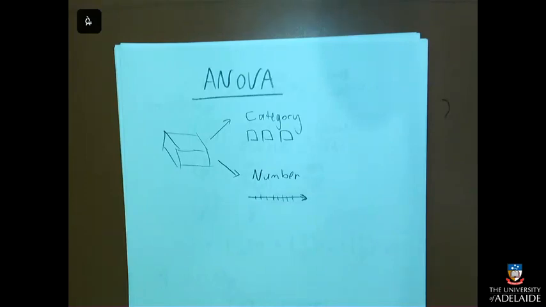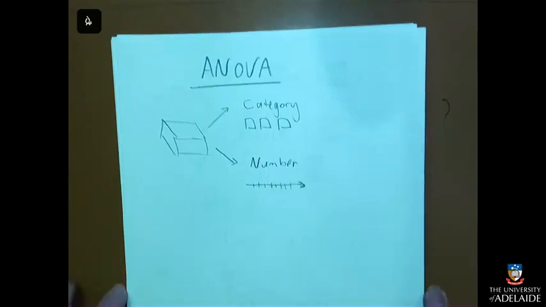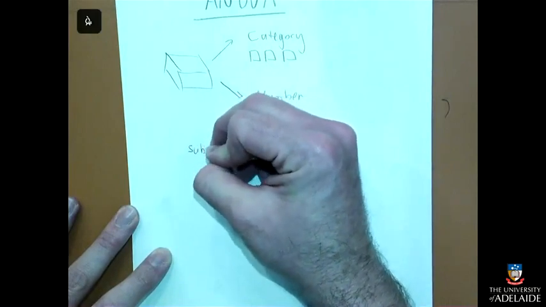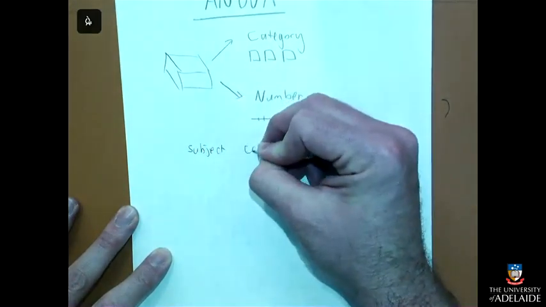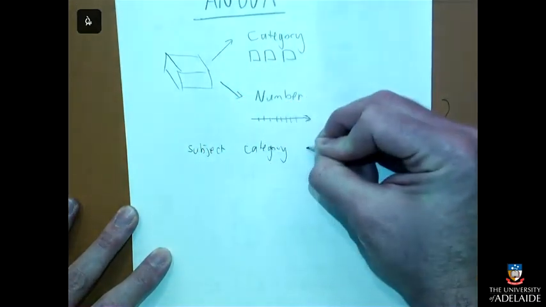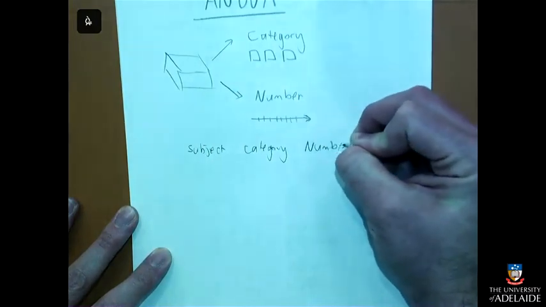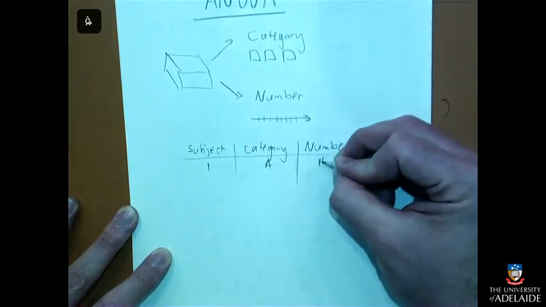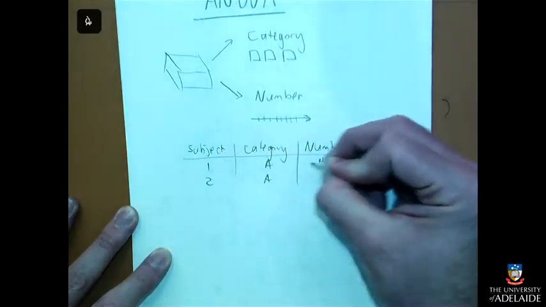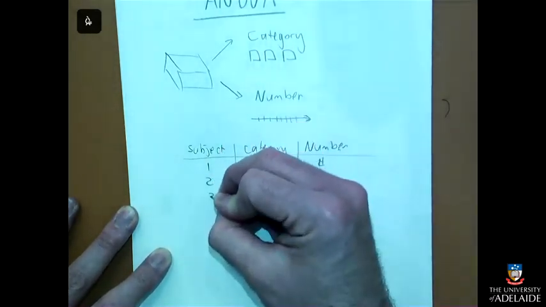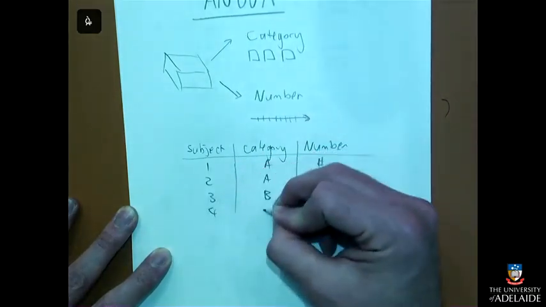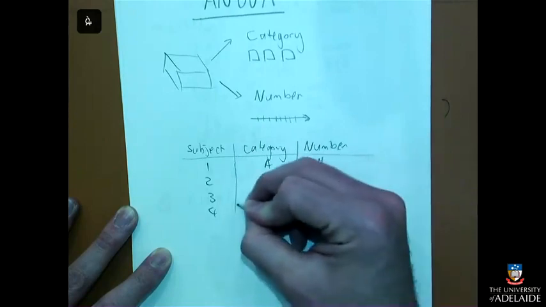You have 2 variables recorded on each individual, and your data would normally look like this. So subject number 1, maybe they're in category A and they have this number. Subject number 2, they're in category A as well and they have this number. Subject number 3, they're in category B and they have this number. And so on, right?